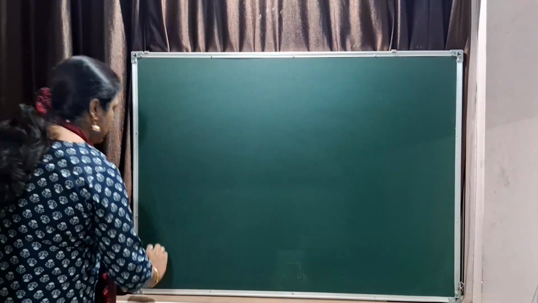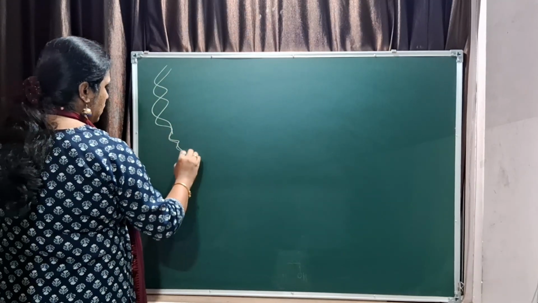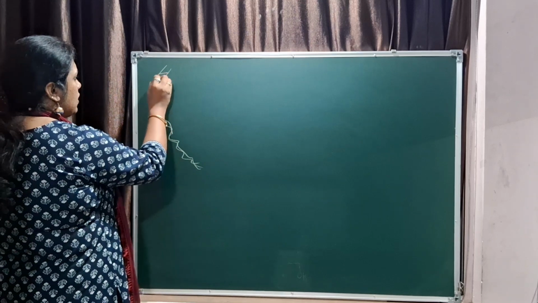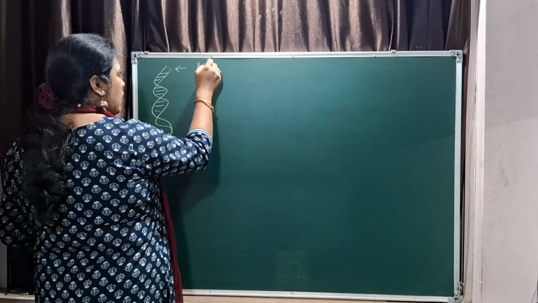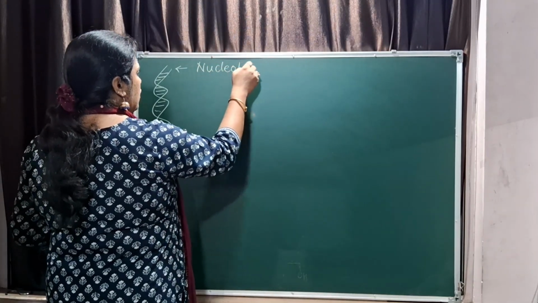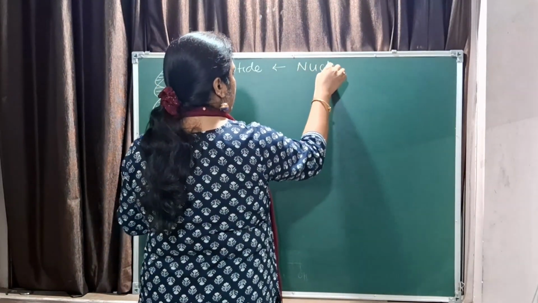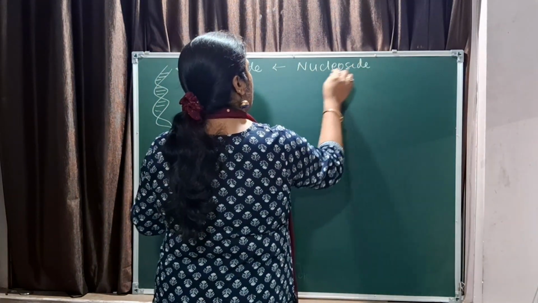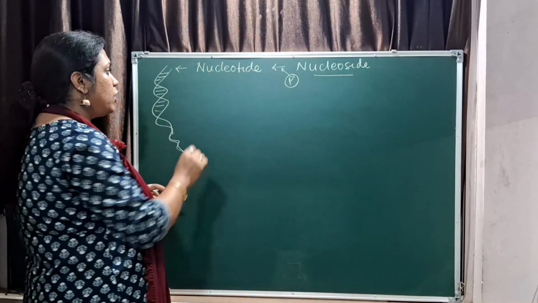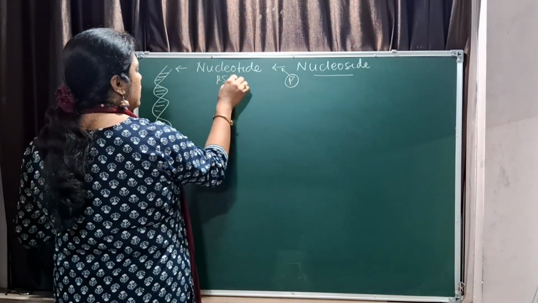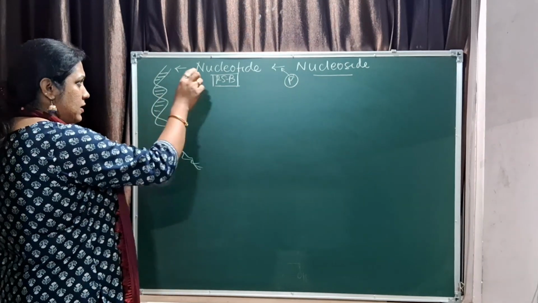Now when you talk about the DNA molecule, this is your DNA, which is made up of what? A nucleotide. Smaller than a nucleotide is a nucleoside. You add a phosphate group to a nucleoside and it becomes a nucleotide, which is nothing but PSB, that is your phosphate, sugar and base, and then it forms the DNA. The unit of DNA is a nucleotide.